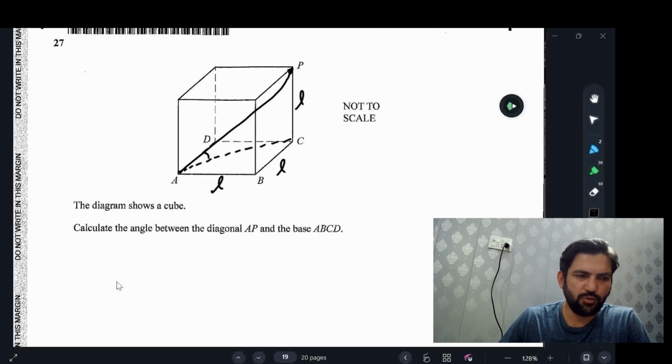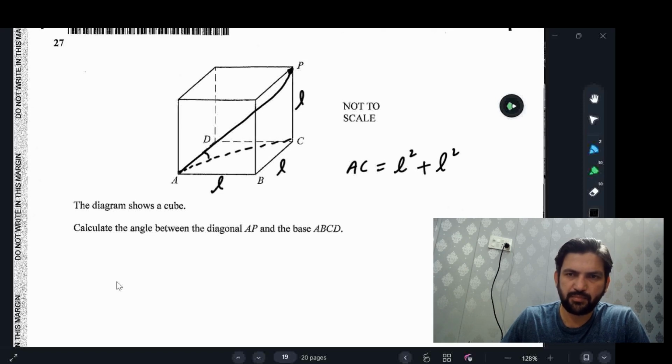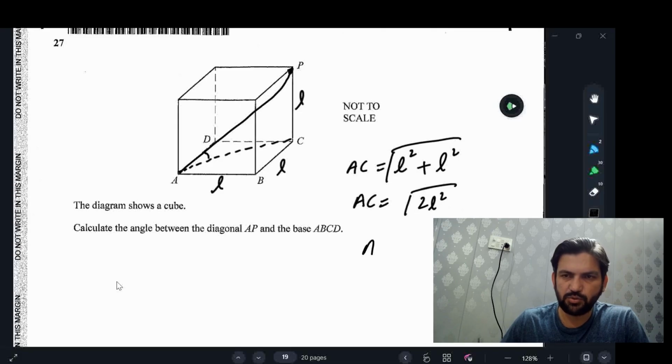So first of all we have to find out the AC. AC will be equal to the square root of length square plus length square. Actually we are using the Pythagoras theorem: hypotenuse square is equal to base square plus perpendicular square. So AC will be equal to the square root of 2L square, which means AC will be equal to square root of 2 L.